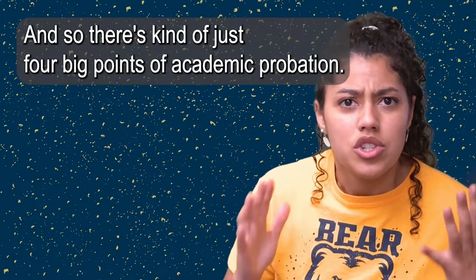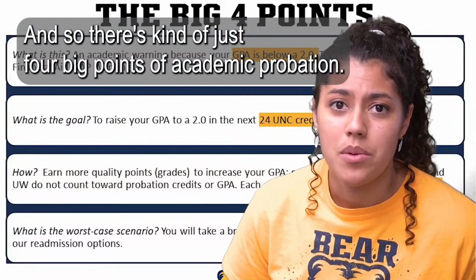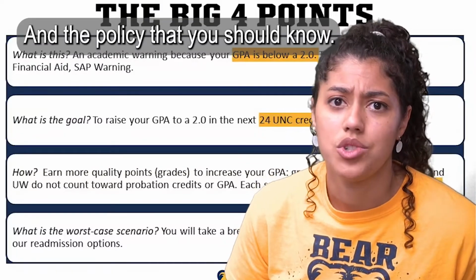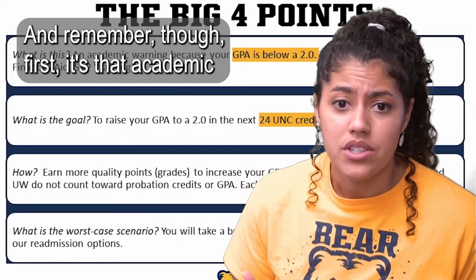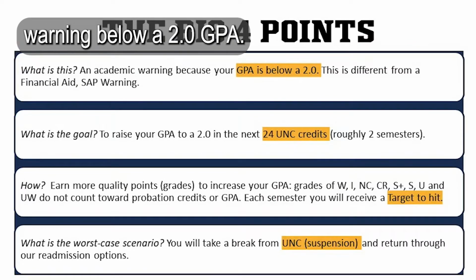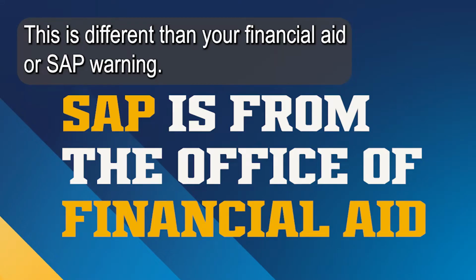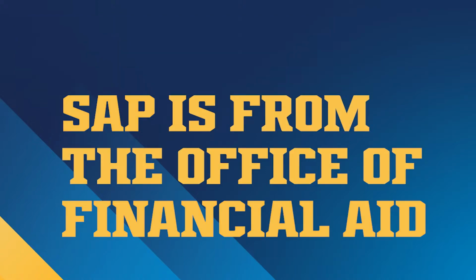And so there's just 4 big points of academic probation and the policy that you should know and remember. So first, it's that academic warning below a 2.0 GPA. This is different than your financial aid or SAP warning.